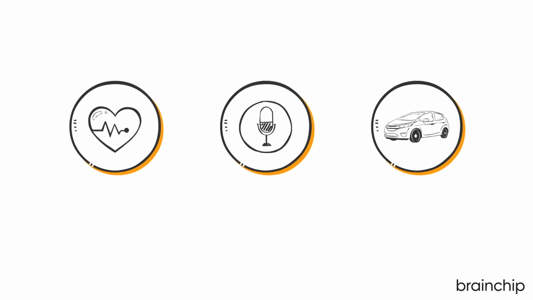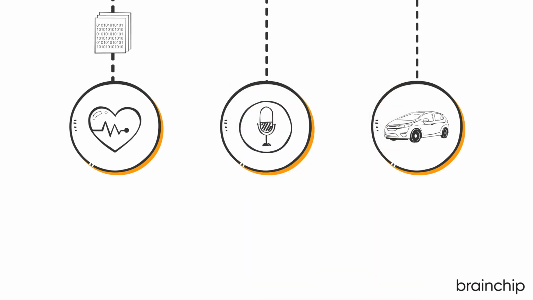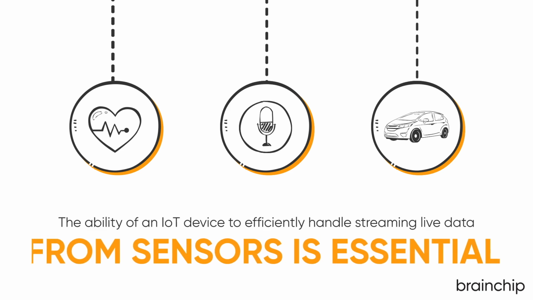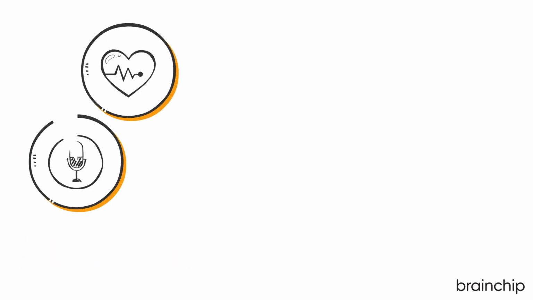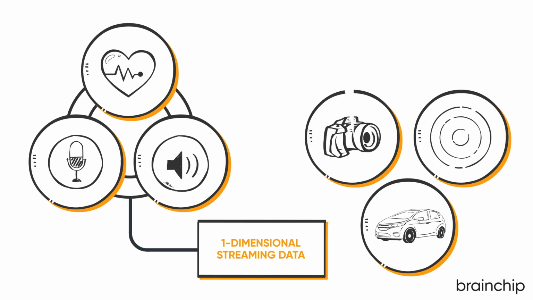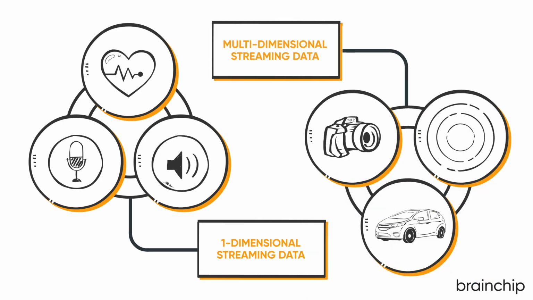For applications such as AI-assisted healthcare, automotive ADAS, and speech audio processing, the ability of an IoT device to efficiently handle streaming live data from sensors is essential. Medical vital signs, speech, and audio processing involve one-dimensional streaming data. Camera, radar, and LiDAR for automotive applications involve multidimensional streaming data.